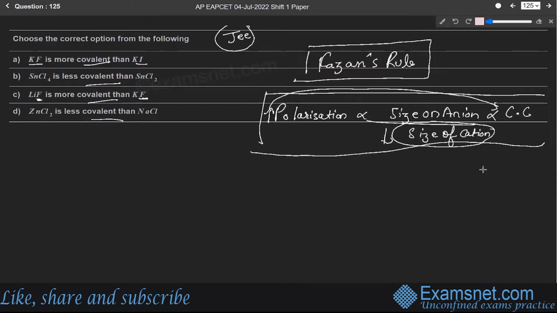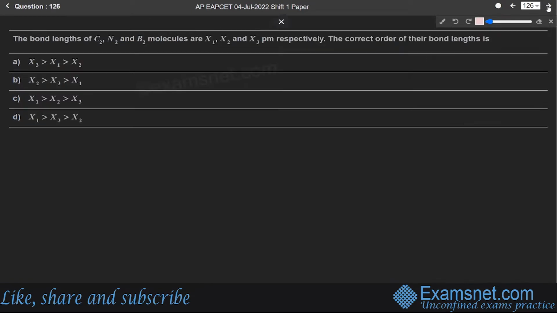So you can see lithium, down the group. If you talk lithium, lithium would have the smaller cationic size, and then lithium, sodium, potassium, down the group size increases. Everybody knows that, right? So option C fits the question. That's pretty easy. Okay, so let's go into the next question.